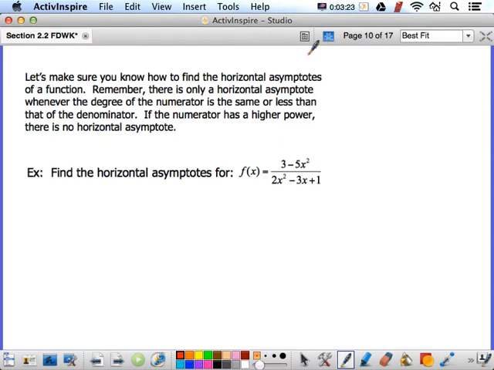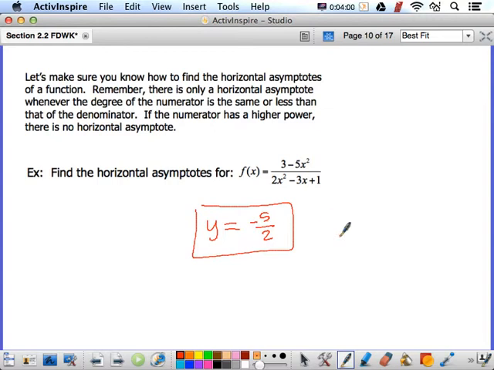So just to be clear, let's find the horizontal asymptotes for the function f of x equals 3 minus 5x squared over 2x squared minus 3x plus 1. Before we even find the limit, let's make sure that we understand how to find the horizontal asymptote. Where's the highest power? It's the same in the top and bottom, right? So that means there's a horizontal asymptote at y equals the quotient of those two coefficients, negative 5 over positive 2.